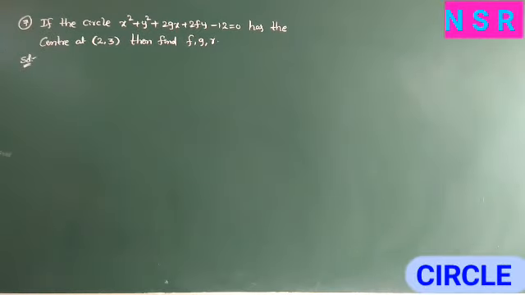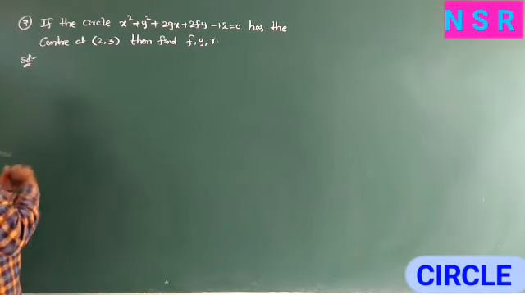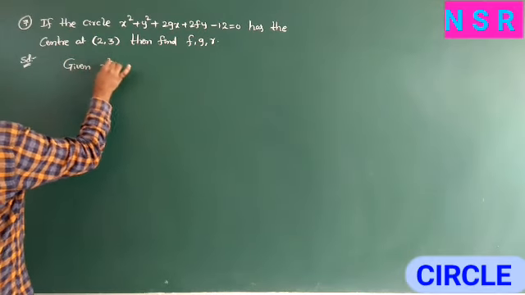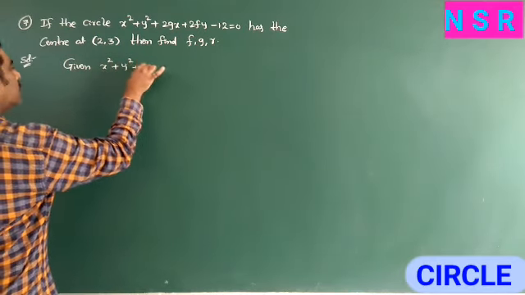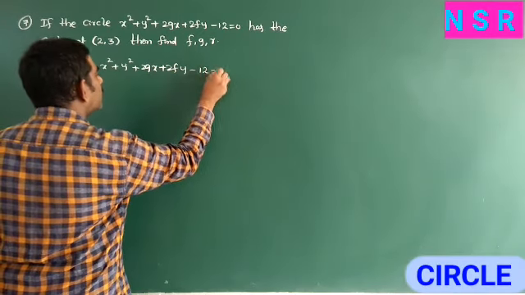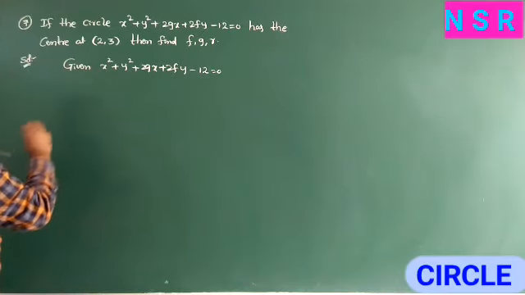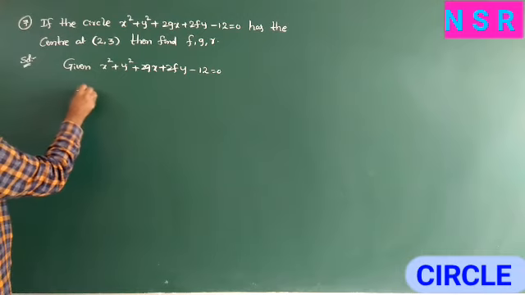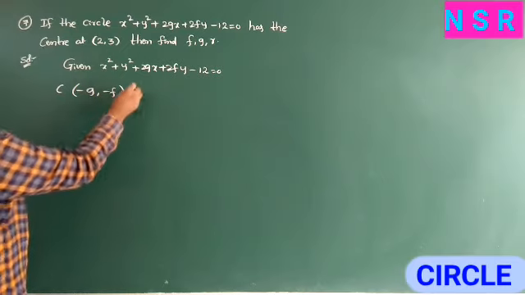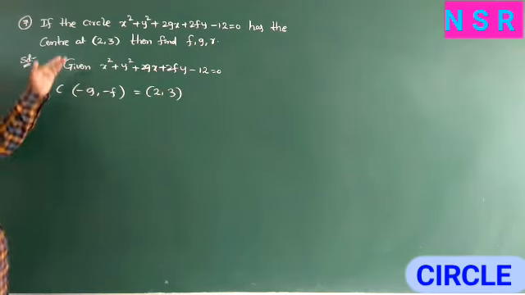Next, question number 7. Here the circle equation and center are given; find the f value, g value and r value. Here given x square plus y square plus 2gx plus 2fy minus 12 equal to 0. So this is the general form of the circle equation. Directly, the center of the circle is minus g comma minus f. Here the given center is minus g comma minus f equal to 2 comma 3.